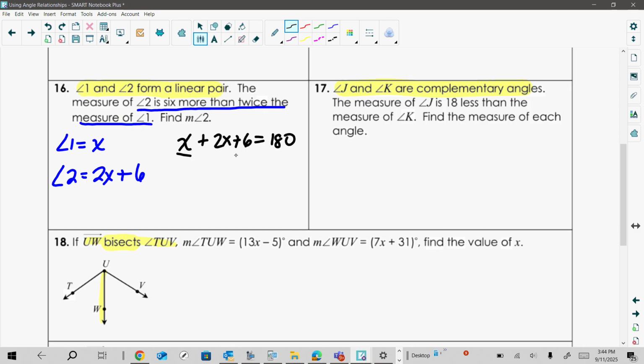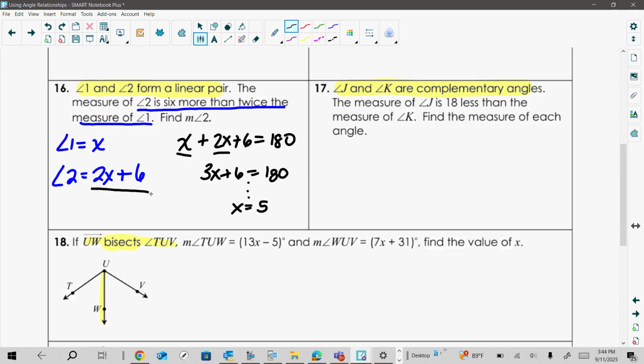Combine your like terms. So we really have 3x plus 6 equals 180. Solve for x. Hopefully you get x equals 5 here. And then plug it back in to find the measure of angle 2.